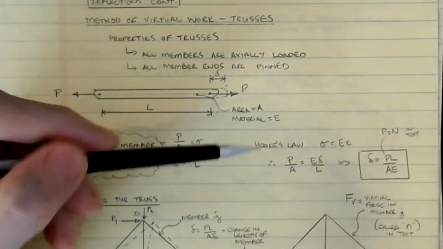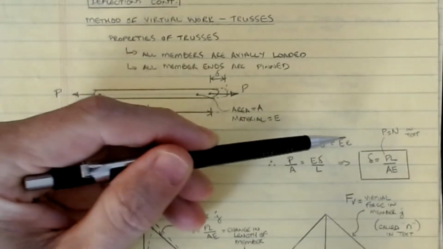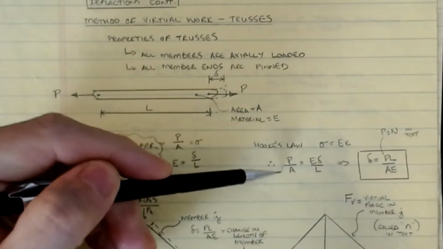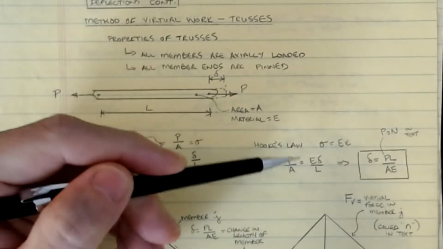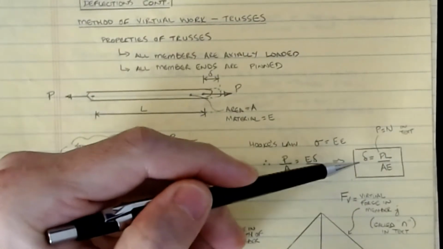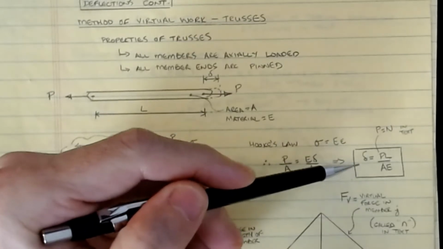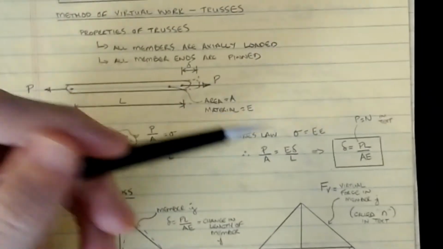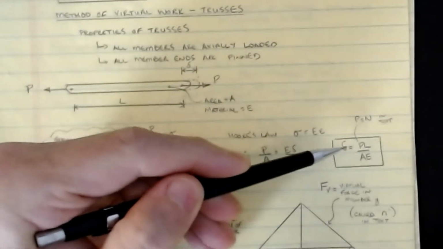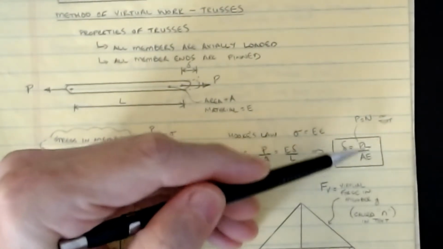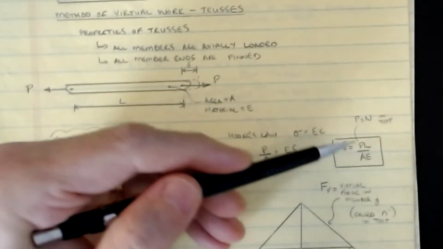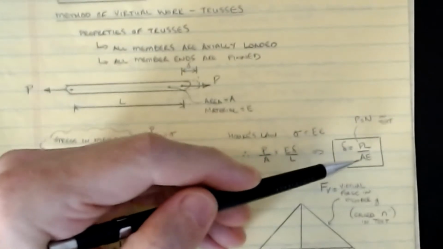We know that Hooke's law is sigma equals E times epsilon, so if I plug these two equations into Hooke's law, I get P over A equals E delta over L, and we can rearrange and solve for our axial deformation delta as PL over AE. This is pretty cool because we now have a deflection, a load, and a material constant. This is the K, the stiffness. This AE over L term is the stiffness of the member. L over AE ends up being the flexibility.